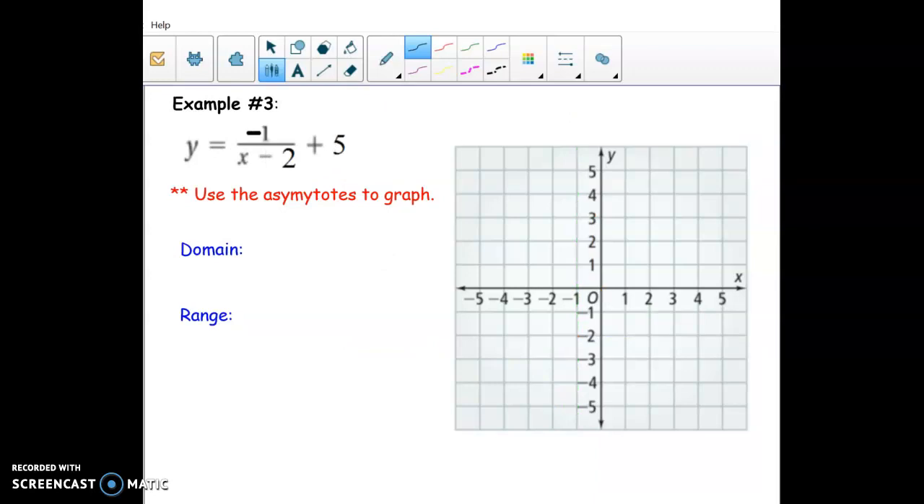Okay, one more example for you to try. One more of these ones. I've got a couple of another type here, but give this a shot real quick.